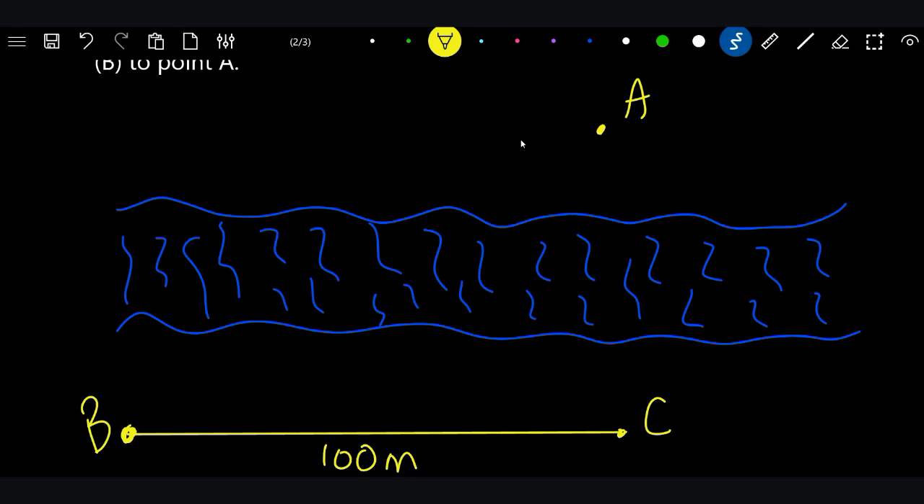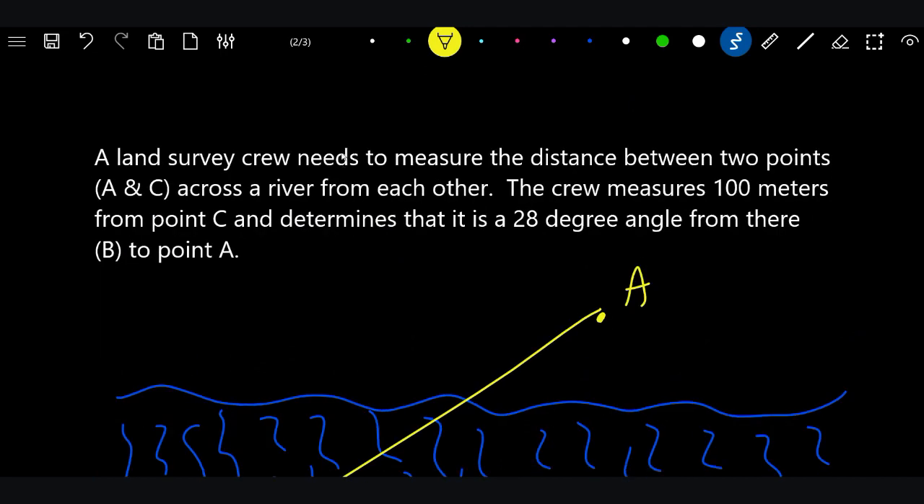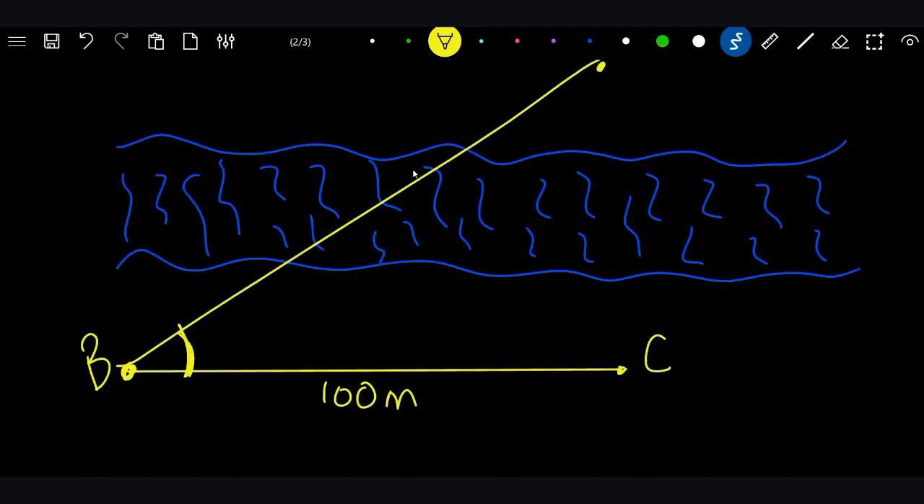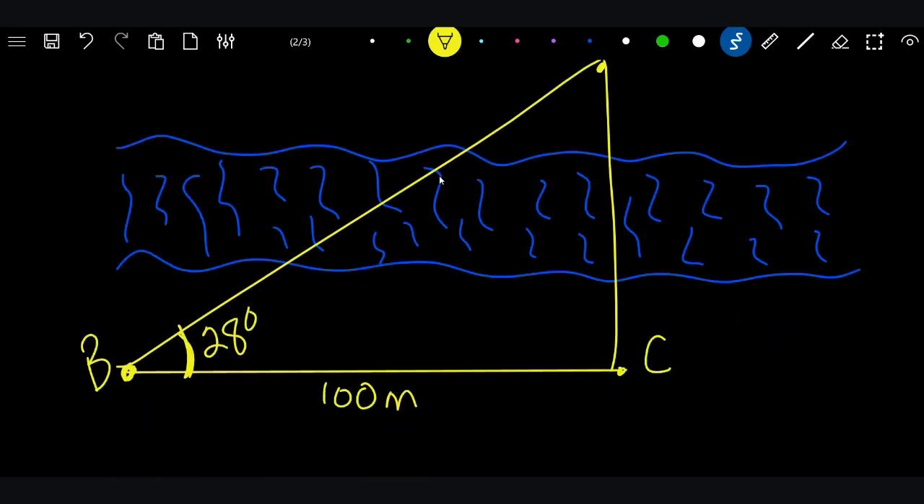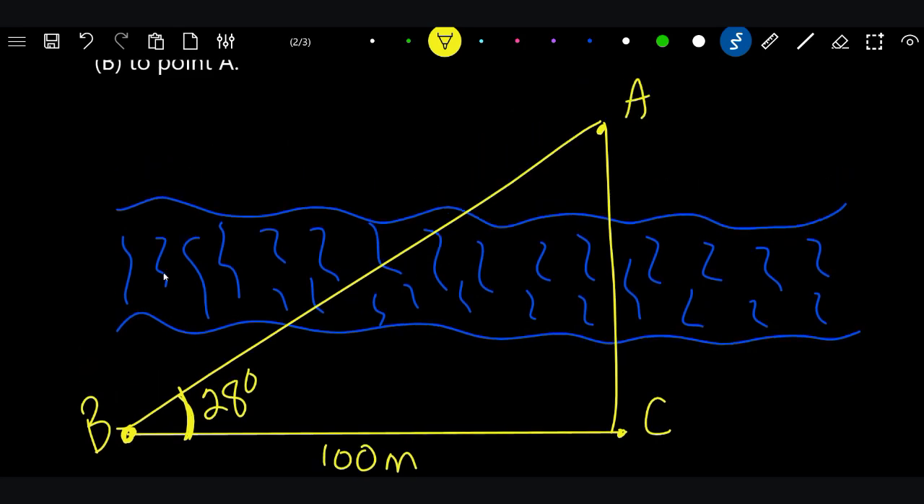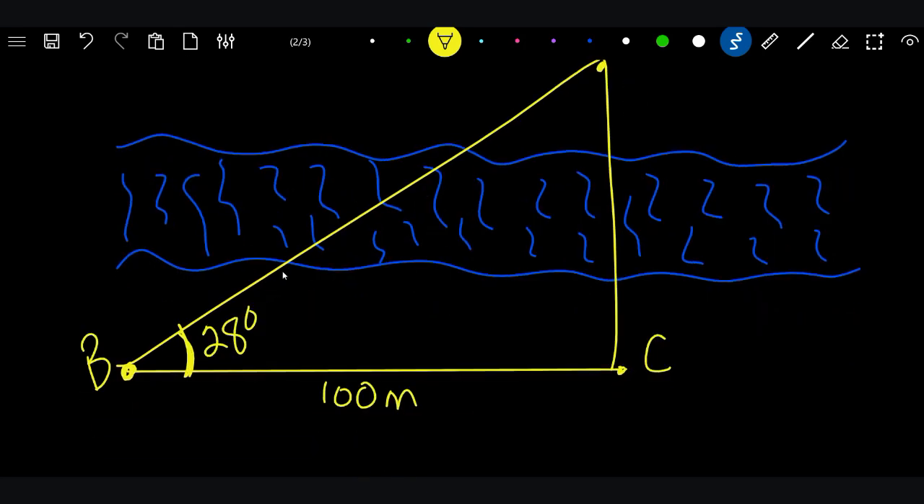Now the crew is standing here at B, they're looking back over to point A, and here's what they determine. They determine that this angle right here, this is what the problem tells us, is 28 degrees. They say, okay, this is 28 degrees. Well, let's finish off our right triangle here. So there's our right triangle. 28 degrees, 100. Okay, so this is going to be our reference angle.